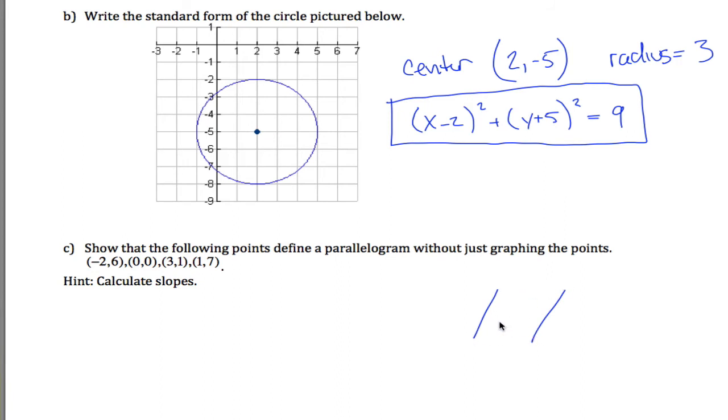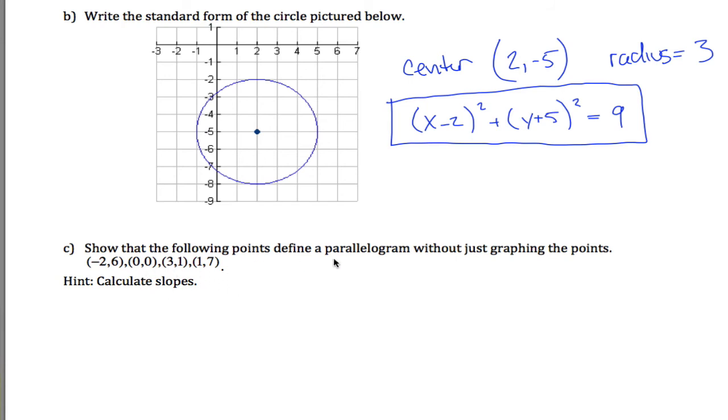A rectangle is like a parallelogram. It's got two sets of parallel edges, but now they form right angles. These are perpendicular to these. And a right triangle is a triangle where two of the sides are perpendicular. If you know that, you can do any of these types of questions.